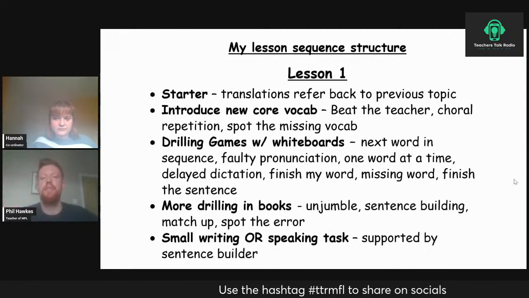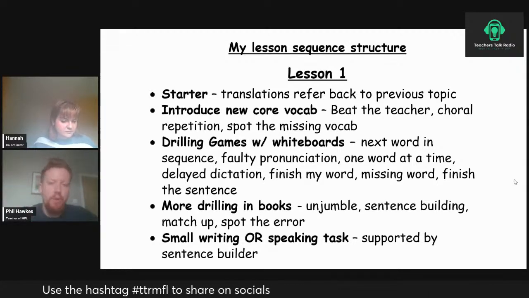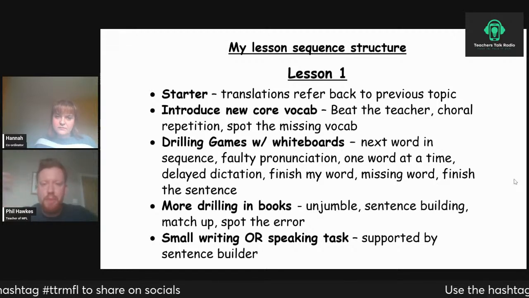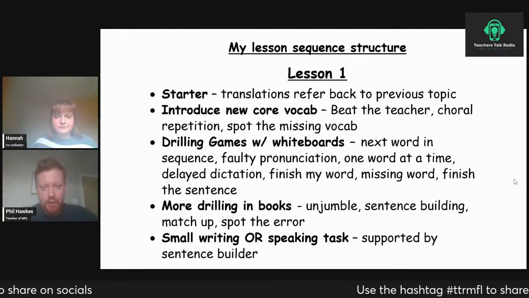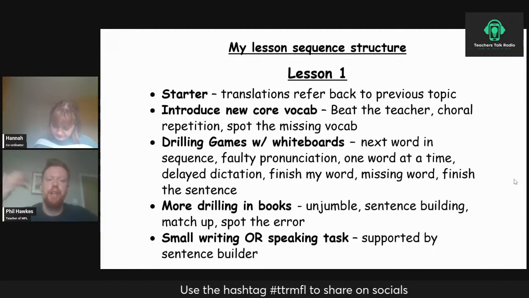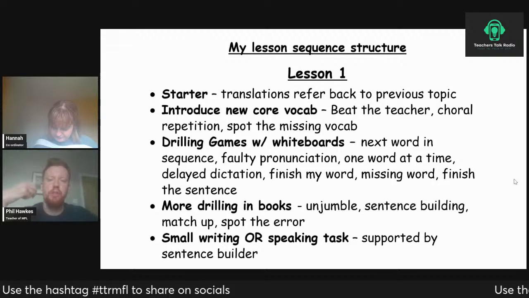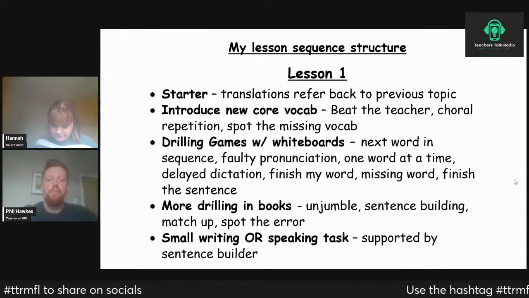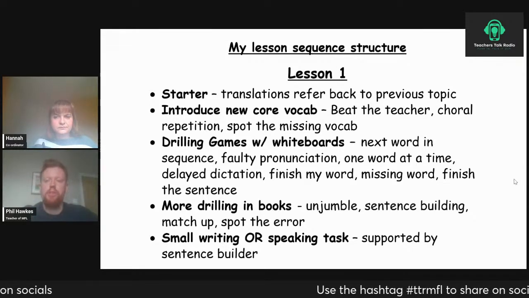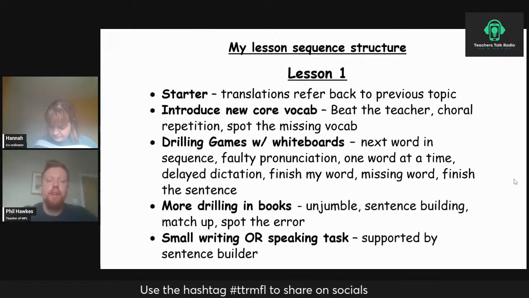So my starter activity, I would refer back to a previous topic, whatever we did before. I would then introduce my core vocab. I'll show you how I'll do that in a second. And then I'll do lots of drilling with whiteboards to really practise the key vocab that I want the students to be able to learn by the end of the lesson. I'll do a bit more drilling in books. I'll show you how I'll do that in a second. And then, as I said at the start, I think a great MFL lesson has a production task at the end.